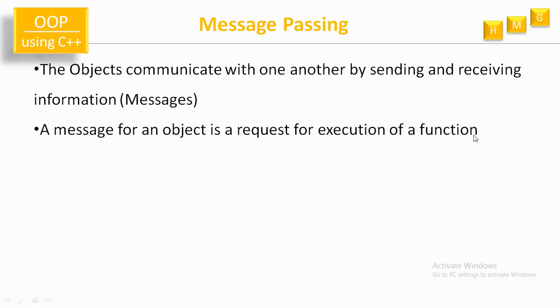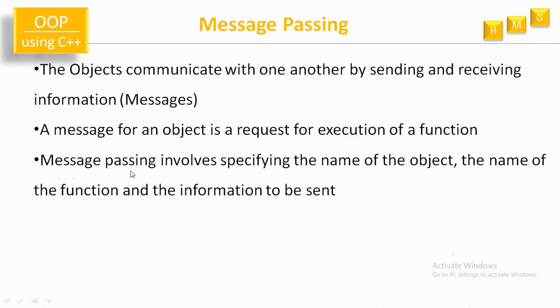A message for an object is a request for execution of a function. So what is actually a message? At a lower level, it is nothing but a function. The object calls a function to execute, and the function will return certain data or result. So like this, a message for an object is nothing but a request for execution of a function. How the object executes the function, we will see.